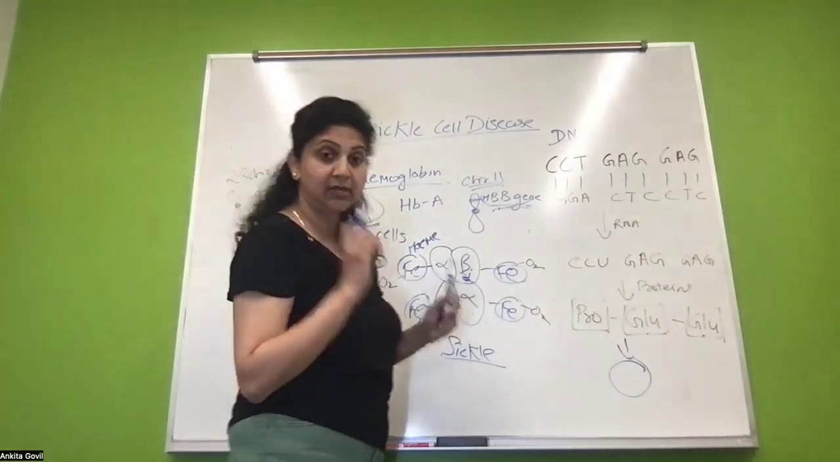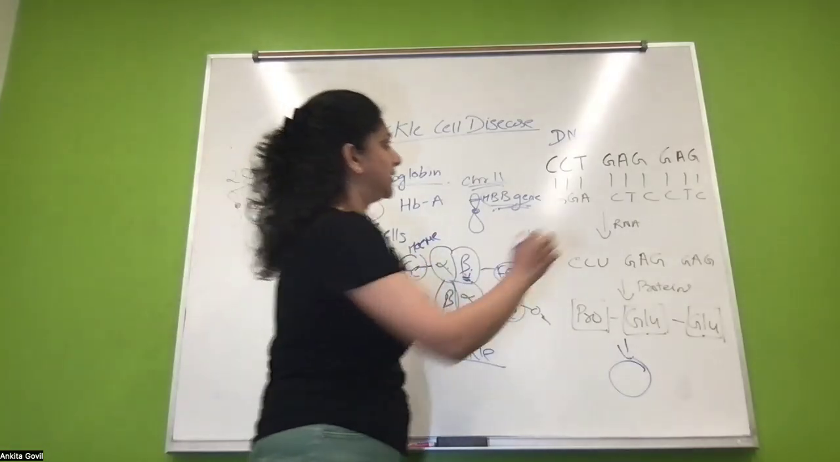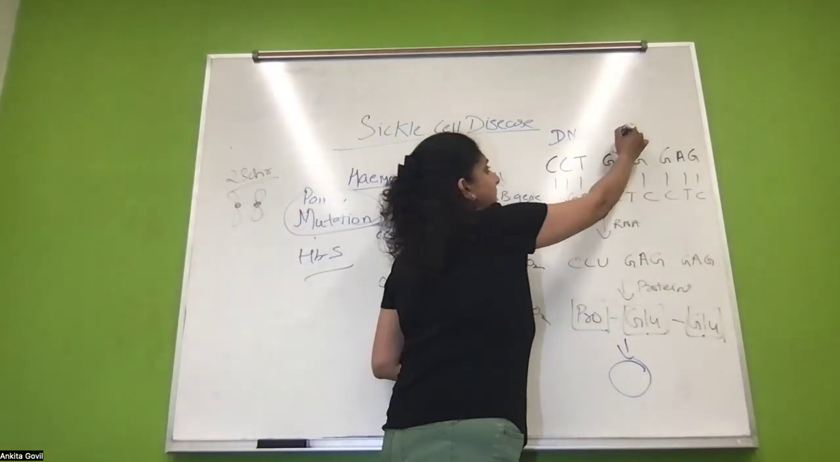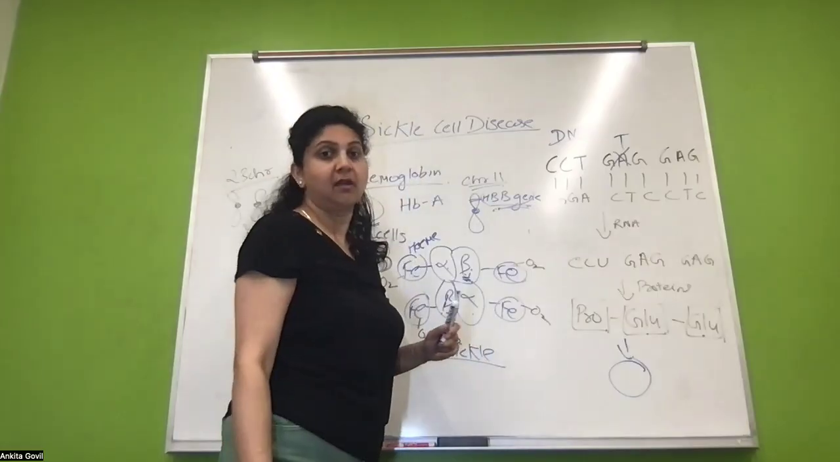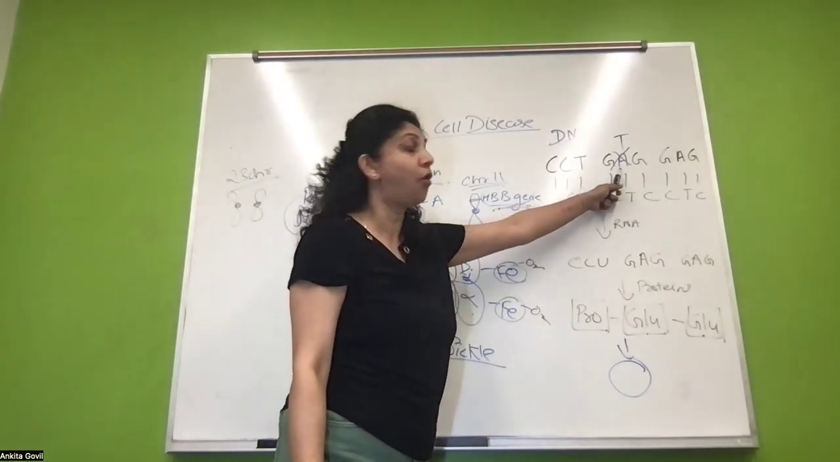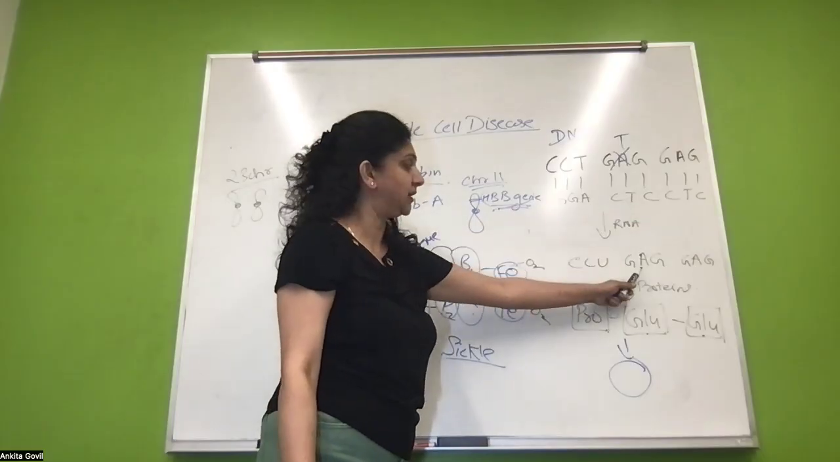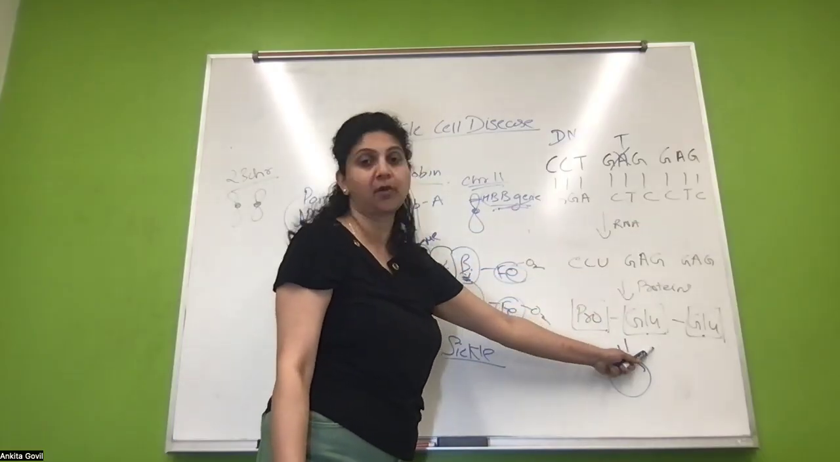Now there is a mutation only at one point. Here is that point here. So instead of A, there is a T. Because of this small mutation, there will be a change in the corresponding protein.